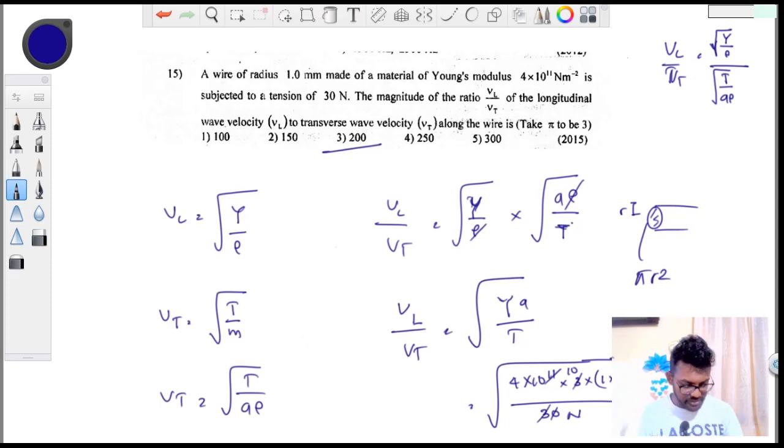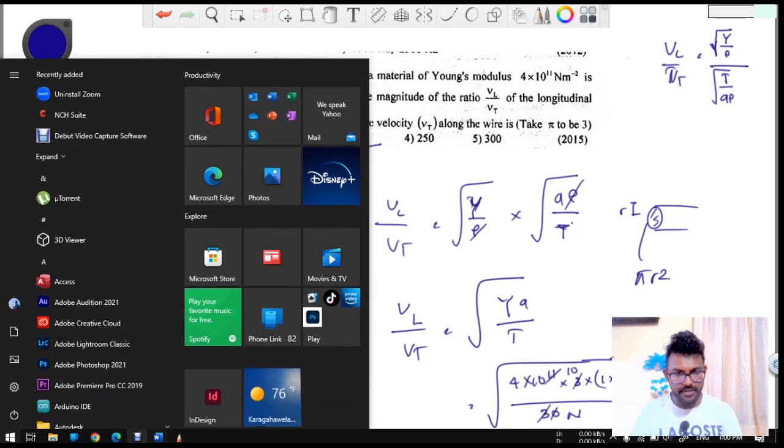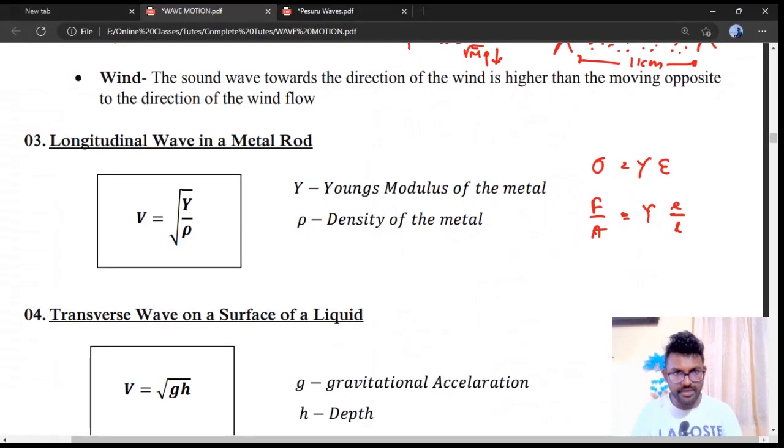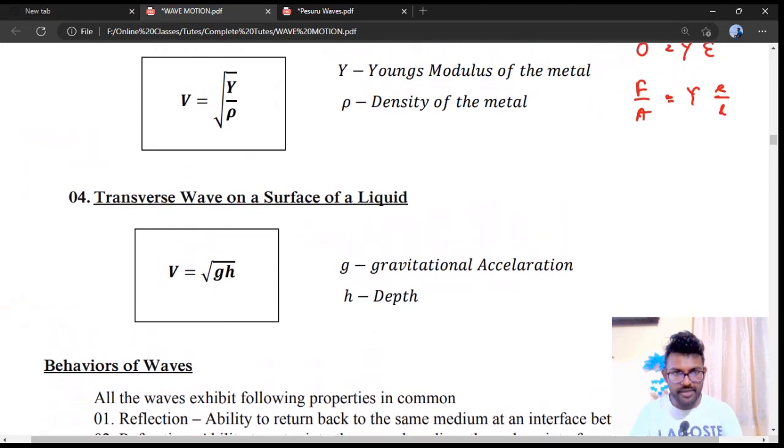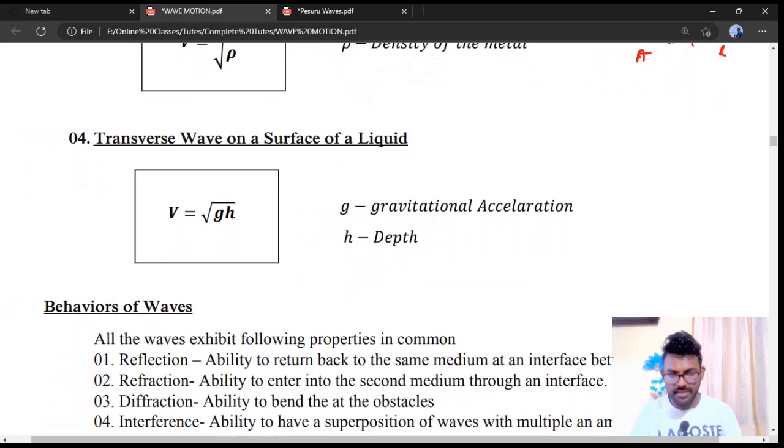Alright guys, so let's move forward with the other theory that we can learn now. We have considered the longitudinal wave in a metal rod. Then after, we can see the transverse wave on a liquid surface. We can call them water waves, right? In any liquid, we can see the waves being propagated. That depends on the gravitational acceleration and the depth.